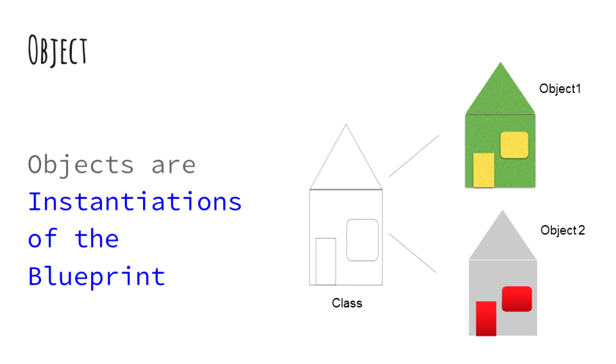The blueprint can be used to build multiple other houses. These houses are nothing but objects. Objects of the same class have the same attributes and the same methods as their class, but the values may be different. Say one house object might have 1200 square feet and the other object might have 1400 square feet.